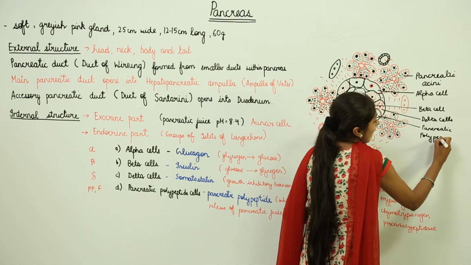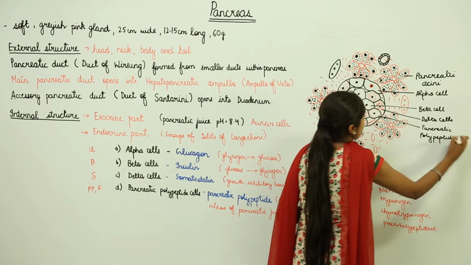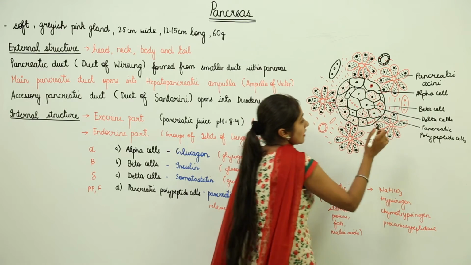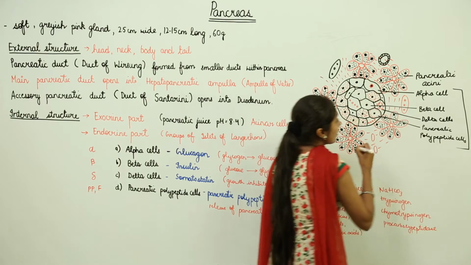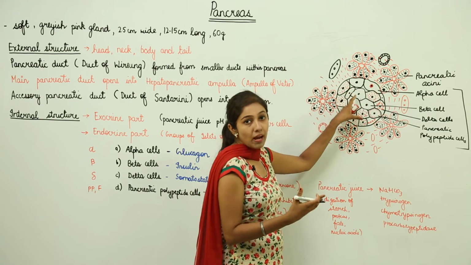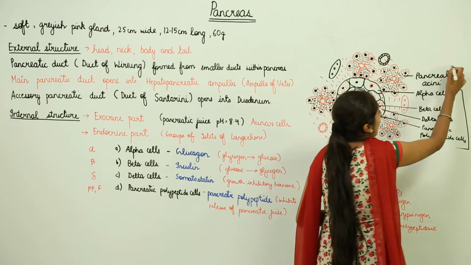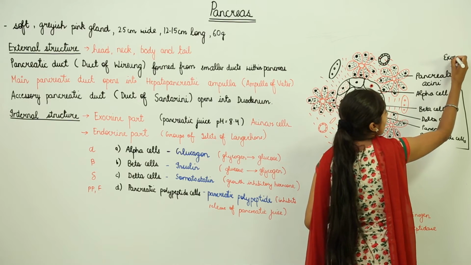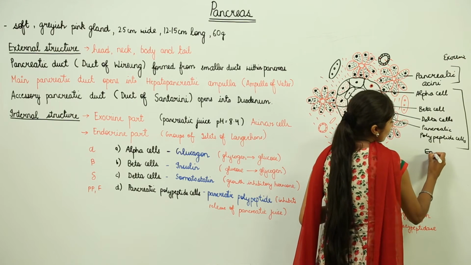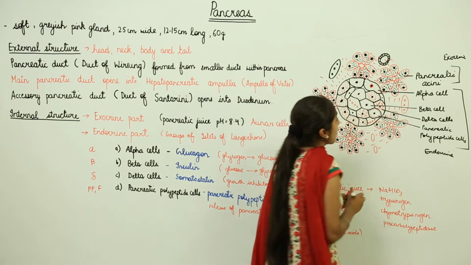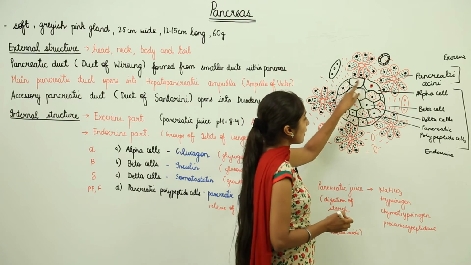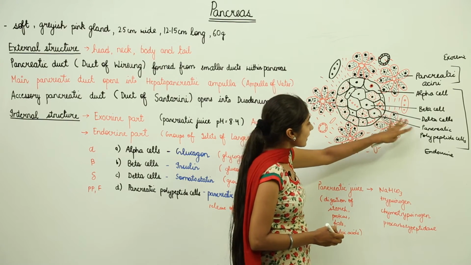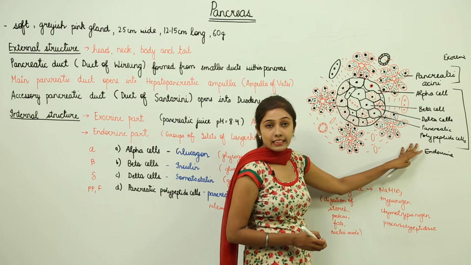We have pancreatic polypeptide cells. Now remember that this is actually the endocrine part, right. So these cells are part of the endocrine part of the pancreas, and the pancreatic acini are there in the exocrine part of the pancreas. Remember, alpha cells are near the periphery, beta cells are numerous in the middle part, and then we have the delta cells and the pancreatic polypeptide cells.